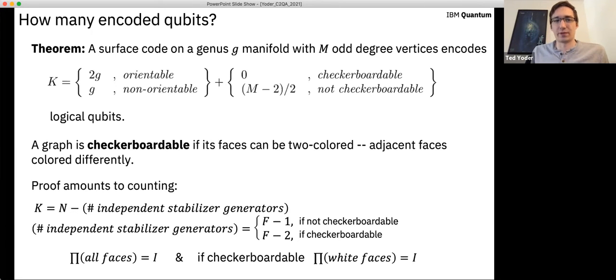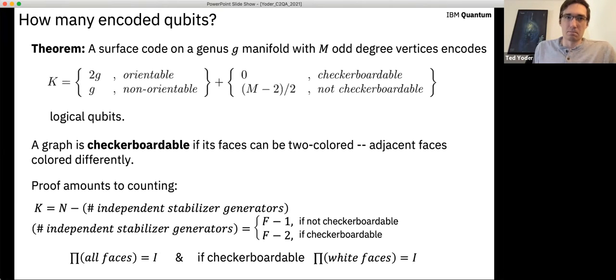So the proof of this theorem essentially amounts to counting, where the number of encoded qubits is n minus the number of independent stabilizer generators, and then you can count up the number of independent stabilizer generators. It just turns out to be the number of faces minus 1 if the graph is not checkerboardable. You get the -1 because the product of all the faces ends up being identity, and it's f-2 if it is checkerboardable, because if it's checkerboardable, then the product of either color of face, for instance, all the white faces, is also going to be identity.